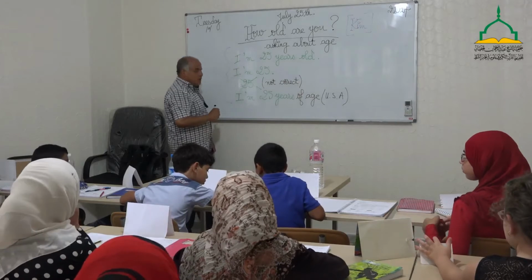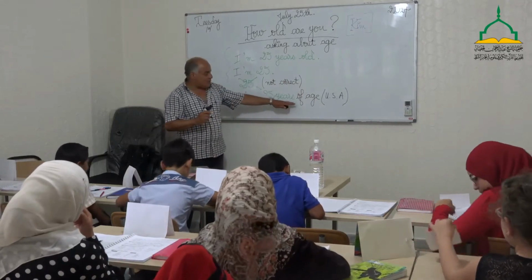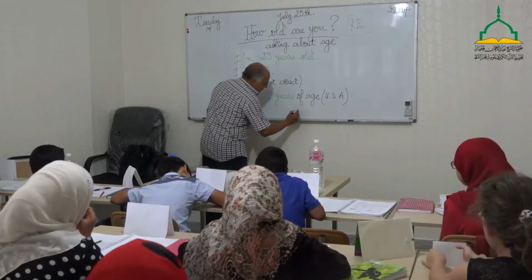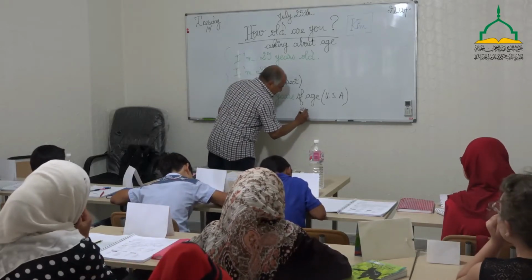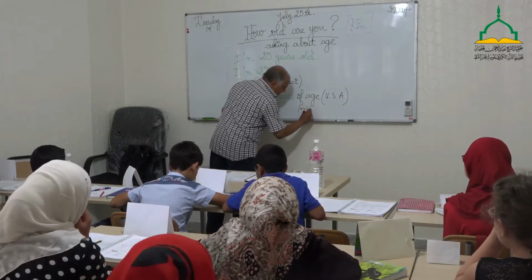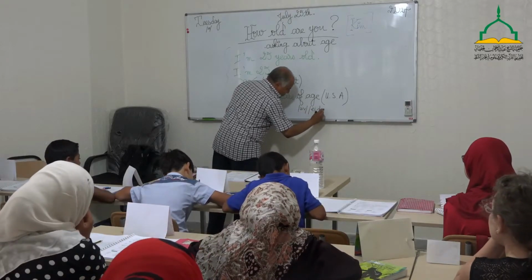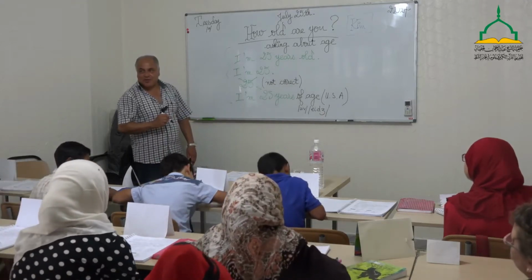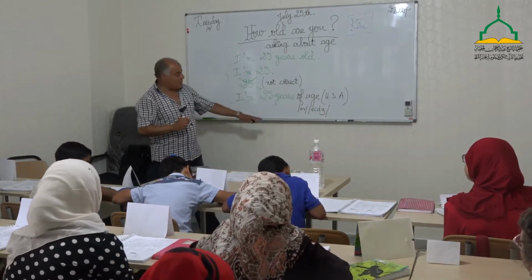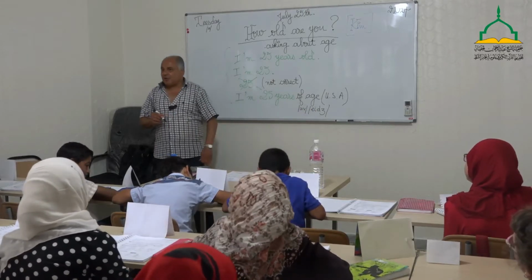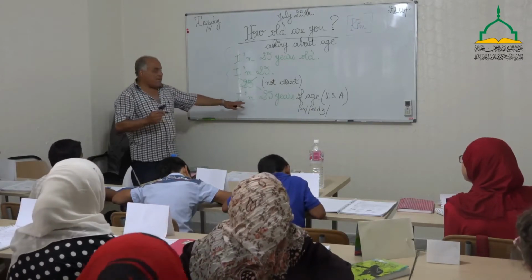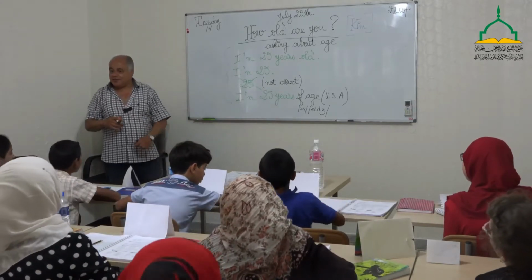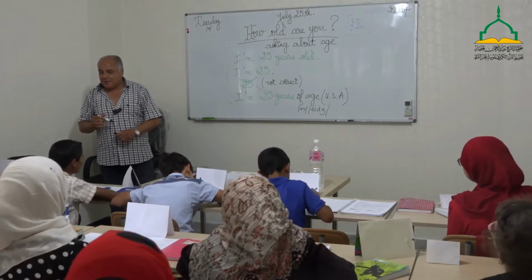All American English, I'm 25 years of age. Of age. Pronounced like this. Of age. Not of age. Repeat. So, I am 25 years of age. Everybody. I'm 25 years of age.